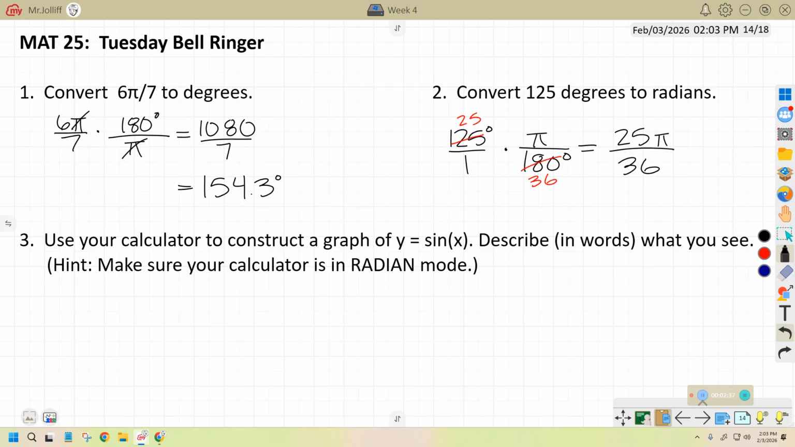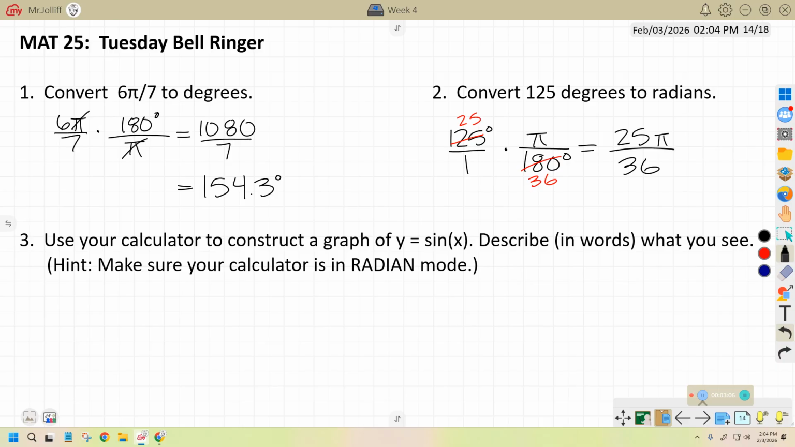I see some nodding. Good. That makes sense. 125 is smaller than 180. I should get something that's a little bit smaller than pi, which is equivalent to 180. So that makes sense. Good. Happy face. Questions on the unit conversions? No. Okay. You got it?